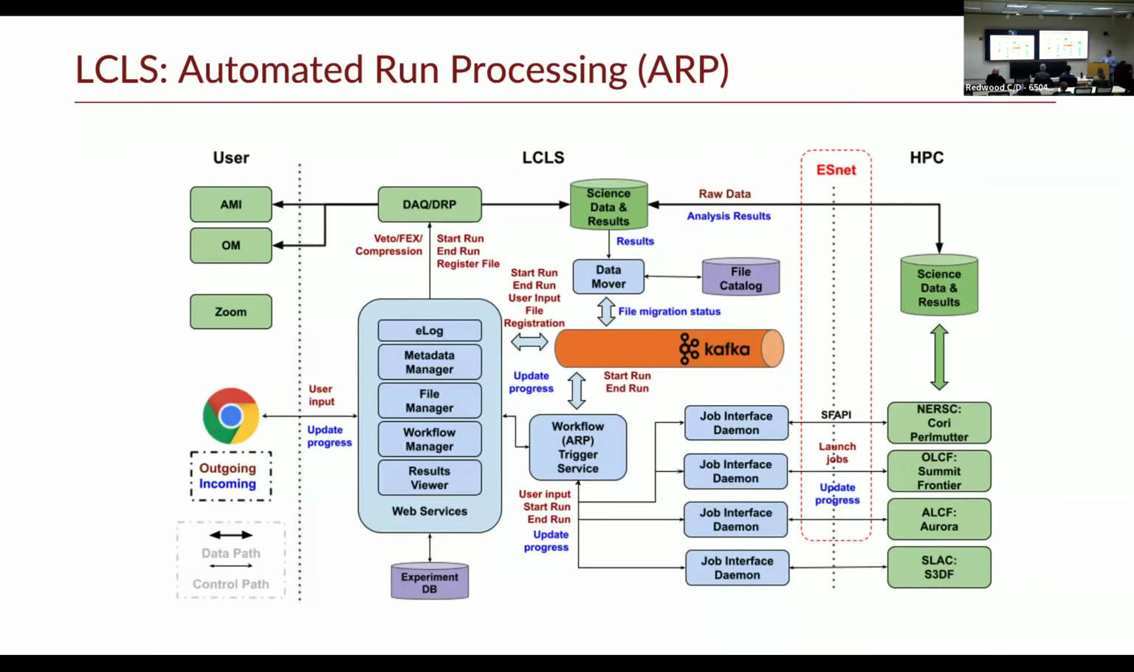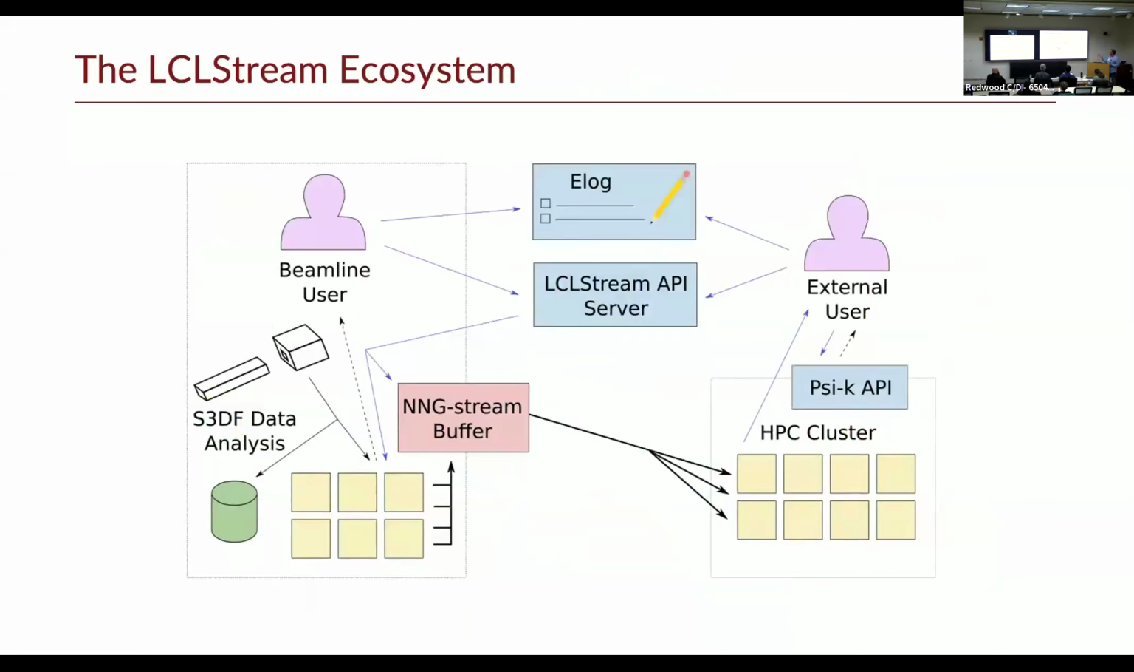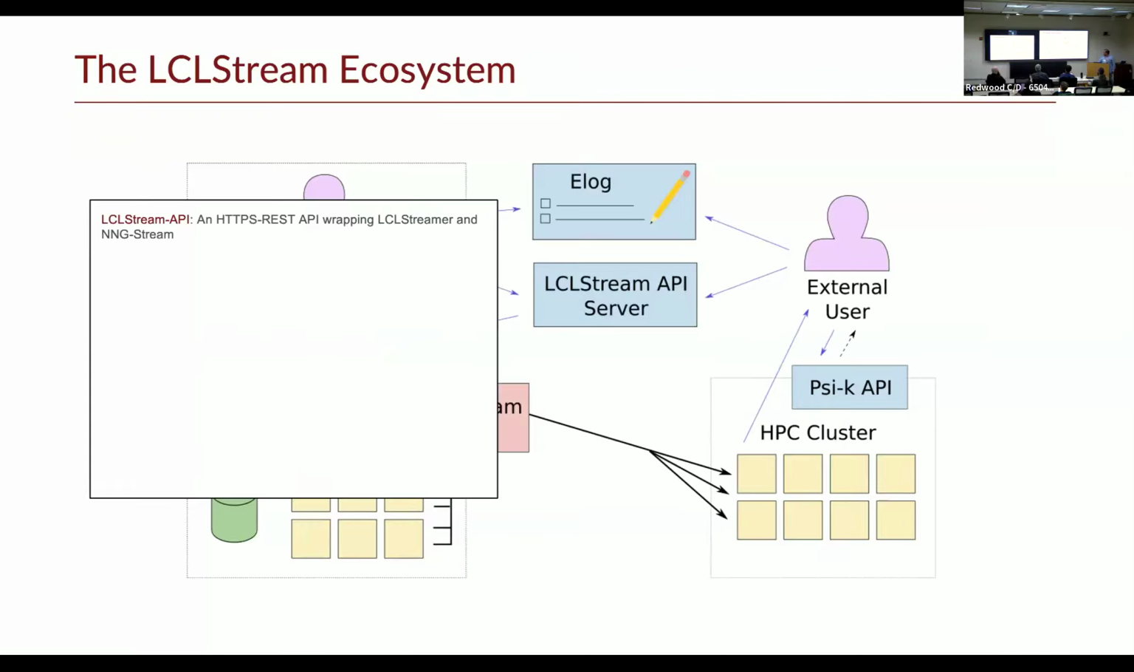So we said we could have a user, maybe sitting at the beamline or externally, who could, through the ELOG, trigger a request to an LCLStream API server, which would then start the streamer at the bottom left. The streamer at the same time starts the cache, which we now call an NNG stream buffer. And that would send the data remotely, where we would trigger the job remotely to start in coordination with the streaming that starts locally. So we started developing all the pieces for this, let's say, pipeline.